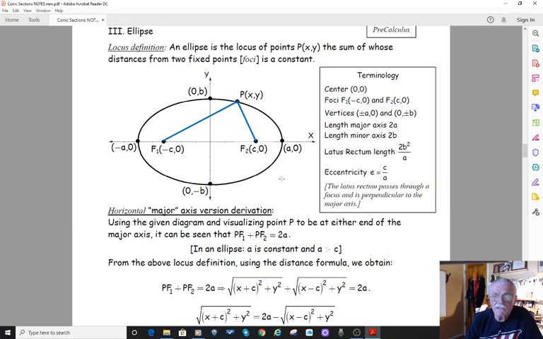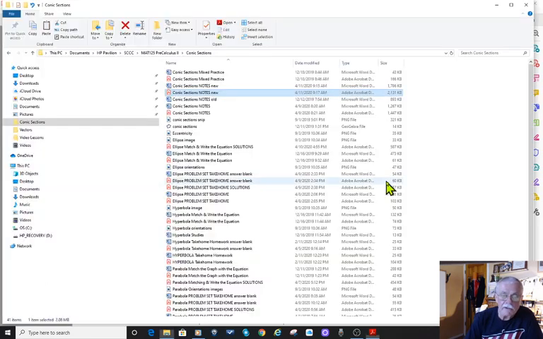So the idea is that using this diagram and visualizing P to be at either end, it can be seen that PF1 plus PF2 is 2a. And now we're going to use the distance formula to convert this idea into an equation, or a standard form of an ellipse centered at the origin with the horizontal axis being the major axis. And then later on we're going to realize that the latus rectum length is 2b squared over a. I'll demonstrate this. Eccentricity by definition is c over a. Okay?